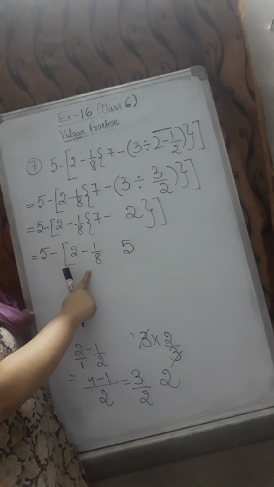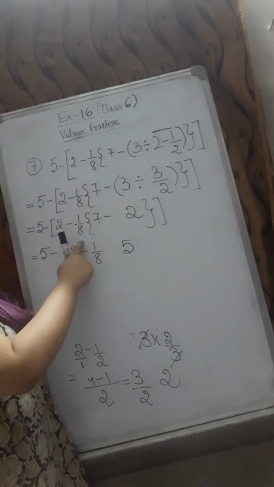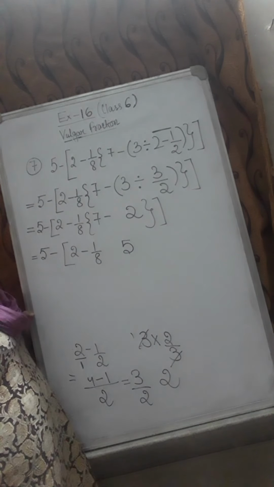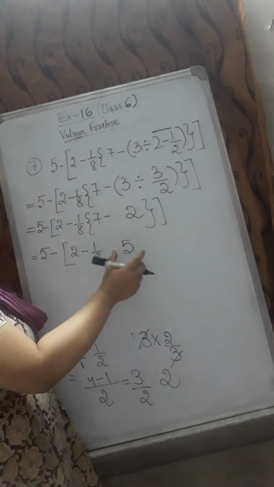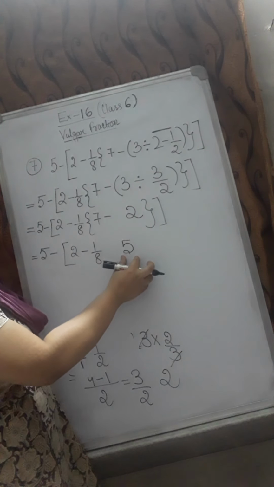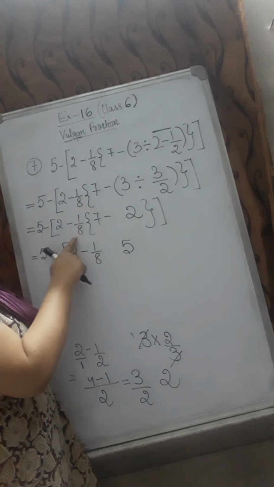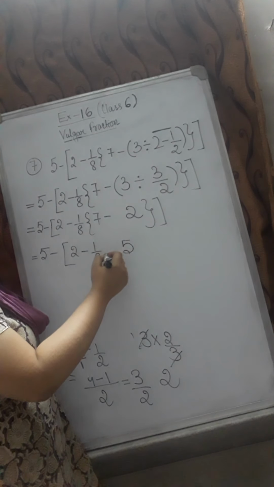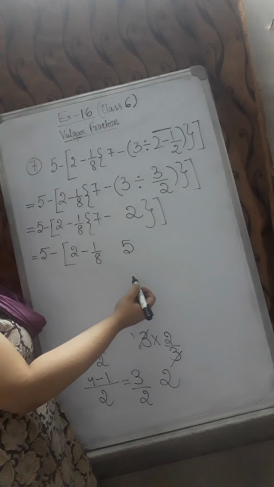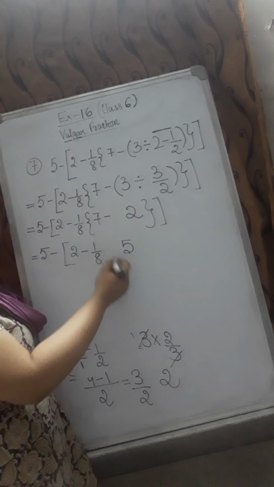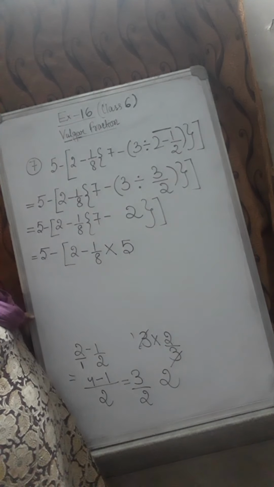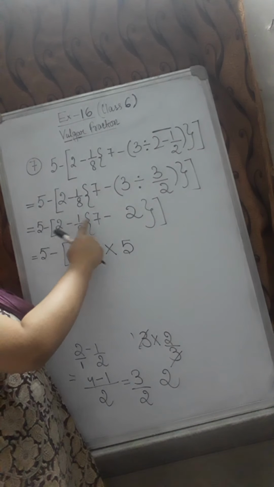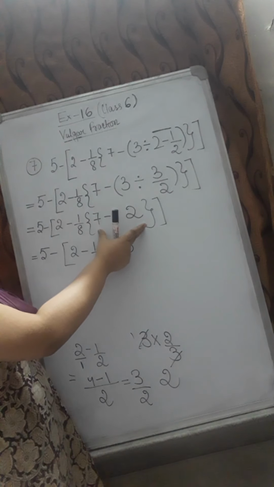1 by 8. When you open any bracket and there is a number given before it, it is multiplied. So when I solve the bracket, what is the result? 5. And before the bracket, what do you have? 1 by 8. So whether you would add, subtract or divide, you have to put a multiplication sign between 1 by 8 and 5, because when you open the bracket, 1 by 8 is multiplied to the result.